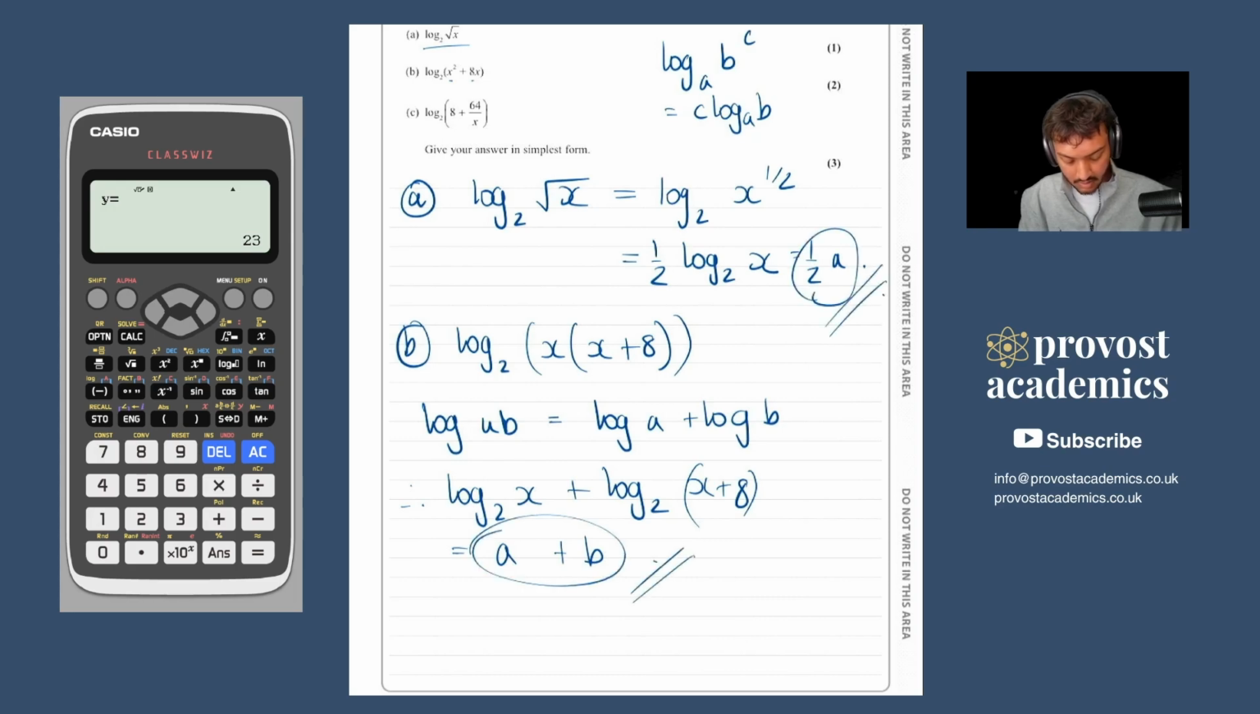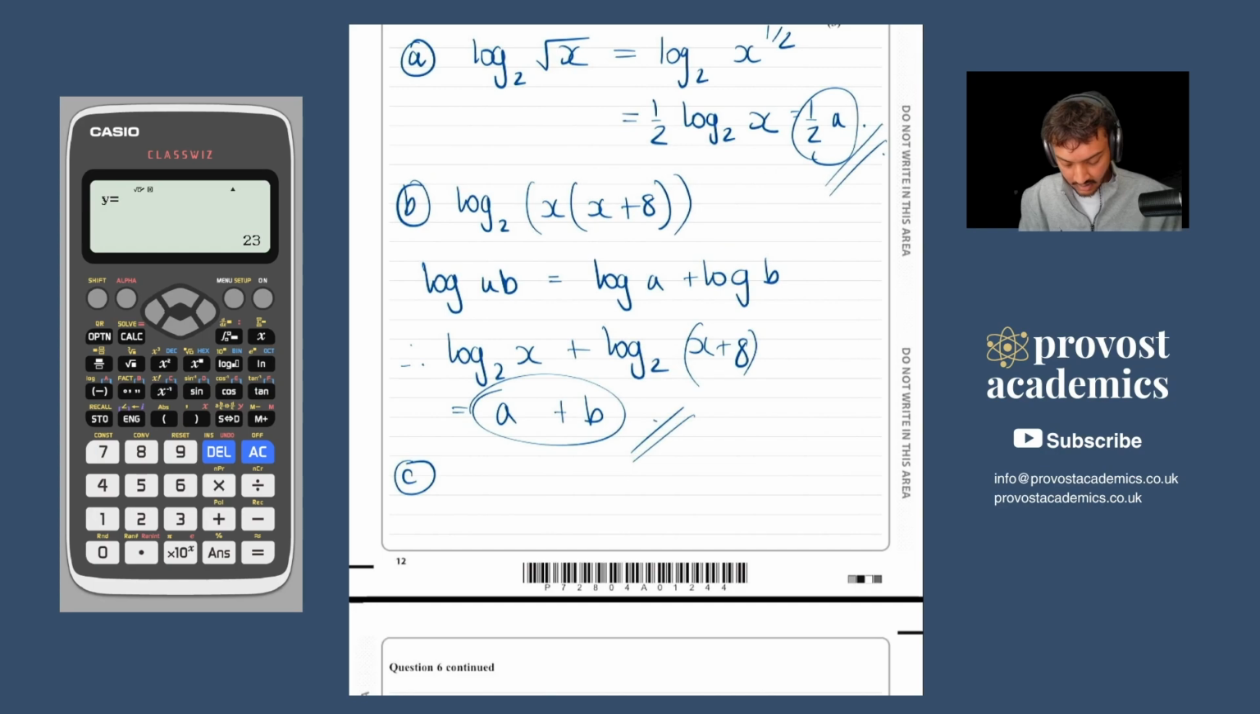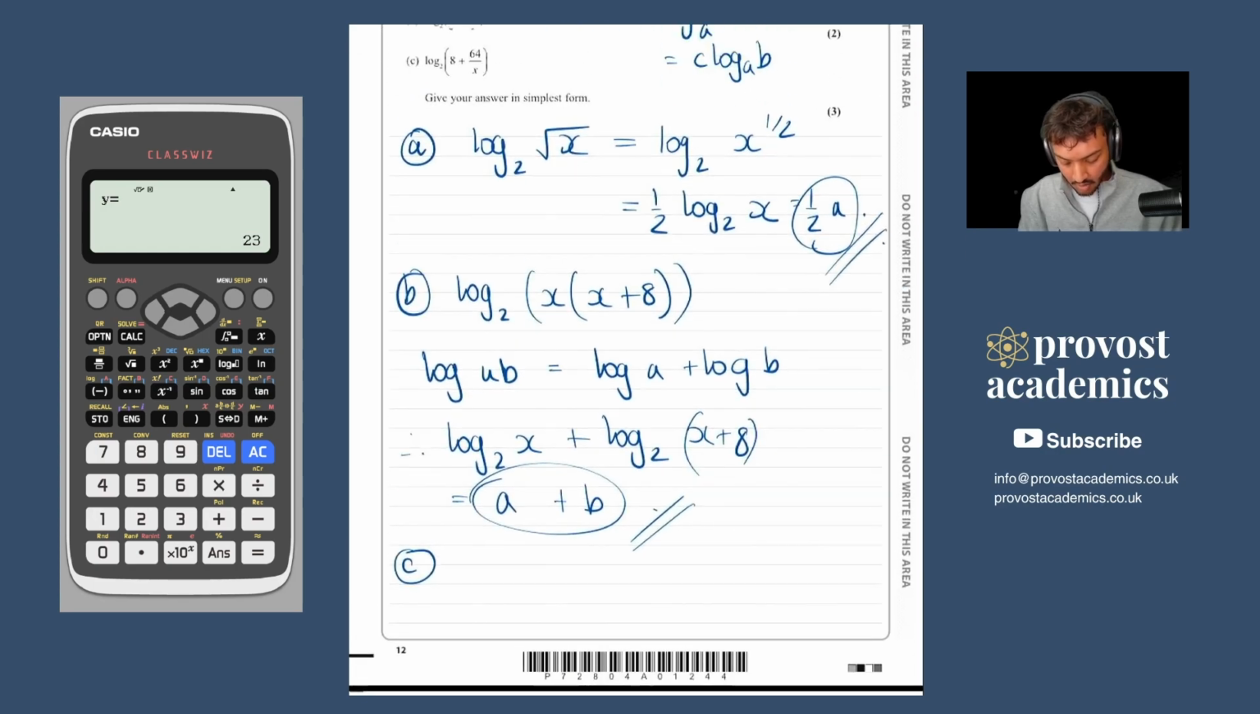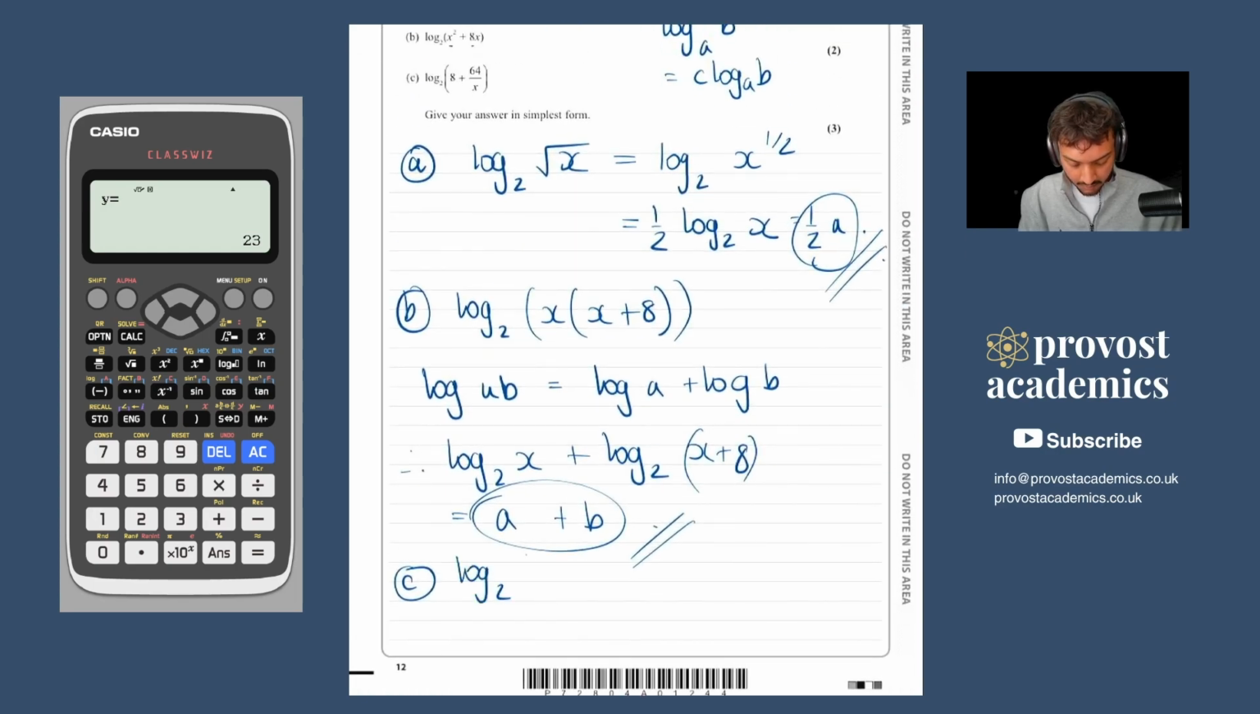Okay, I should circle my answers. And part C, finally, we have log base 2 of (8 + 64/x).